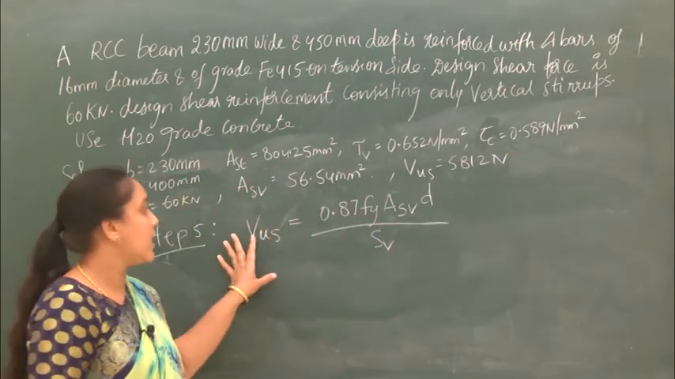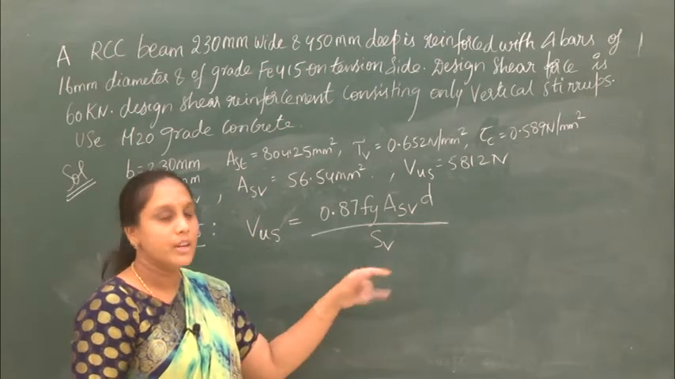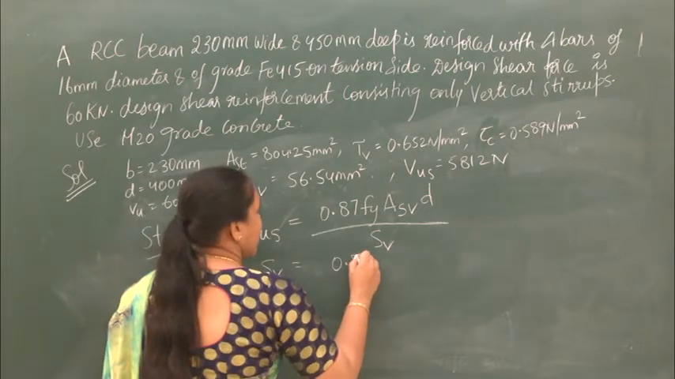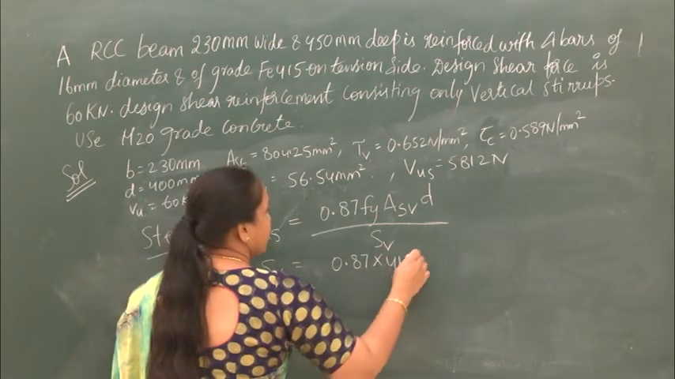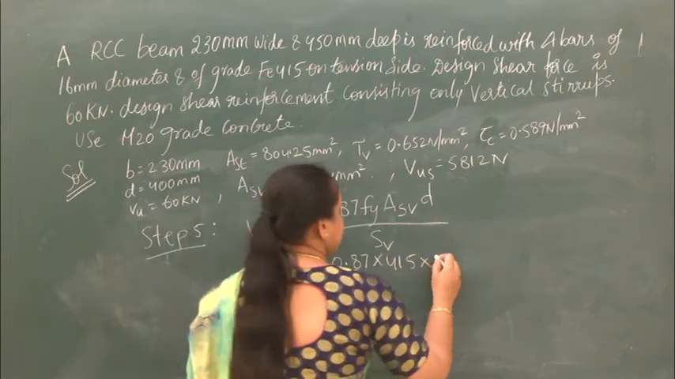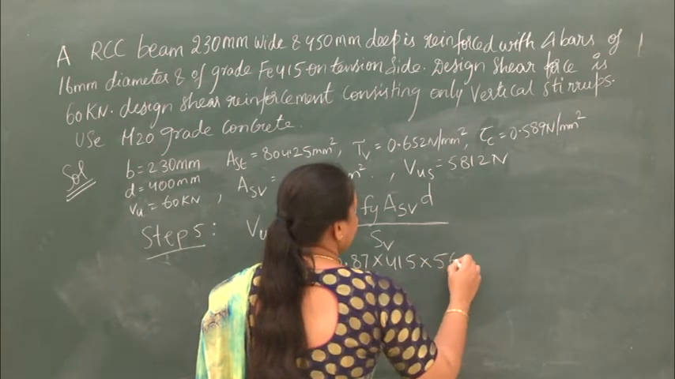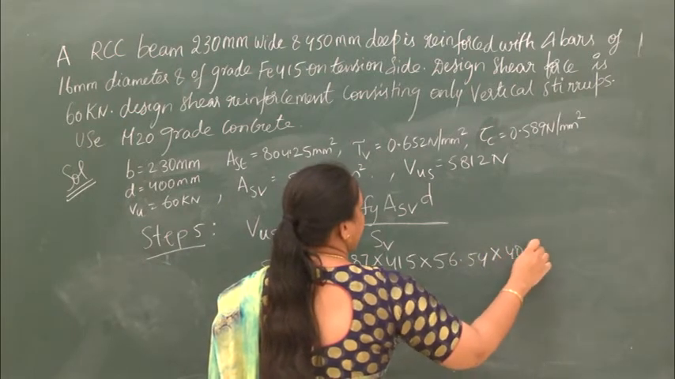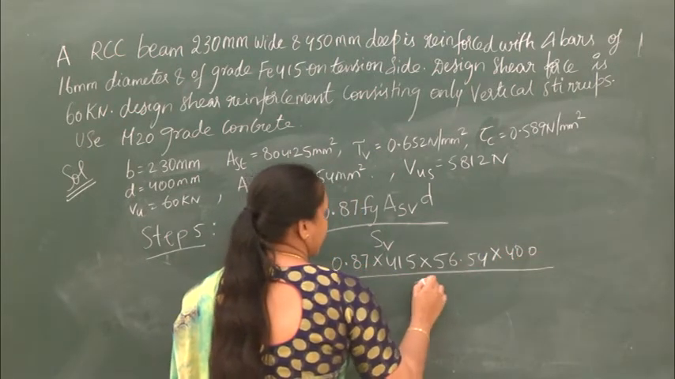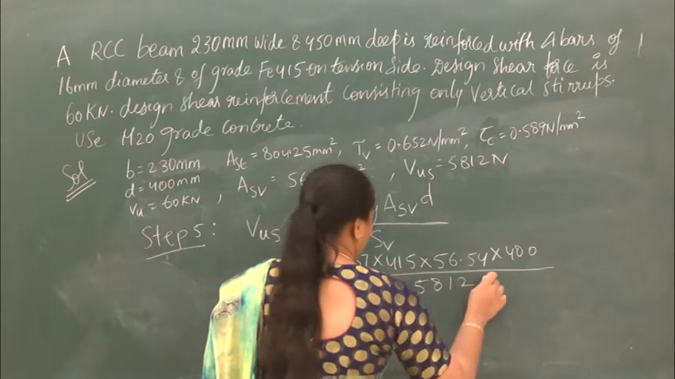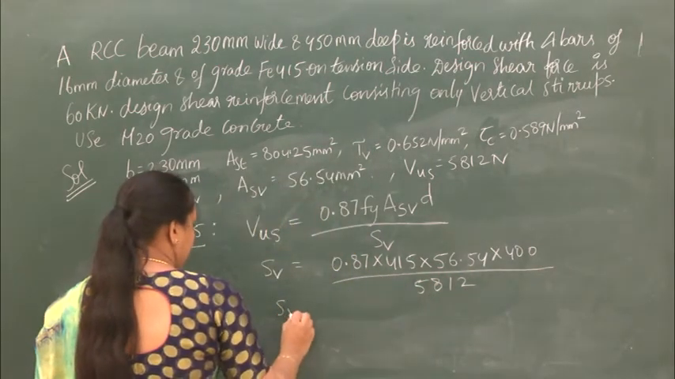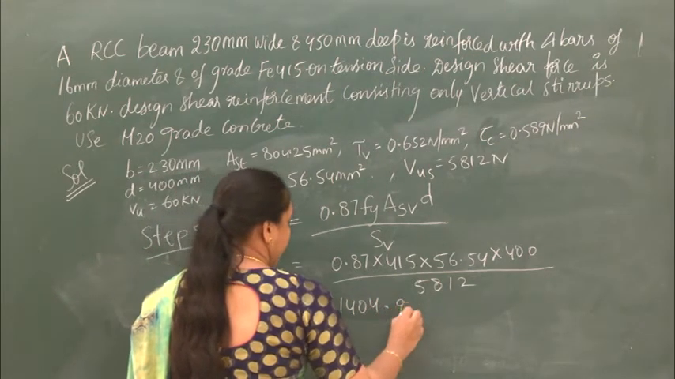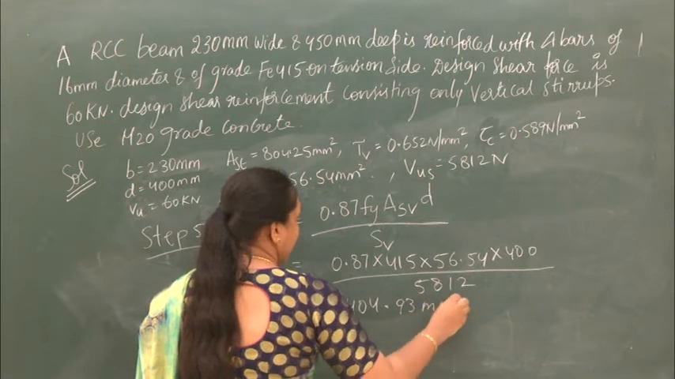Substitute all the values here so that you get the value of SV. SV is equal to 0.87 into 415 into 56.54 mm square into 400 divided by 5812. From this you will get the value of SV as 1404.93.